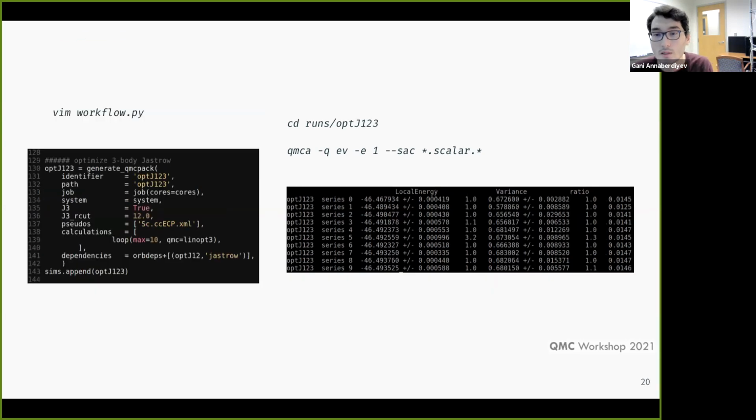Okay. Similarly, I have optimization of Jastro one body, 2 body, and 3 body terms. This is again similar. I'm giving the maximum of 10 iterations, and as you can see, both again the energy and the variance drop a little bit here. And the energy drops significantly here, but variance is very similar to the previous case.